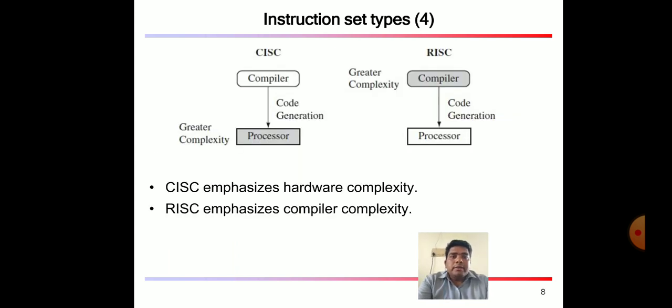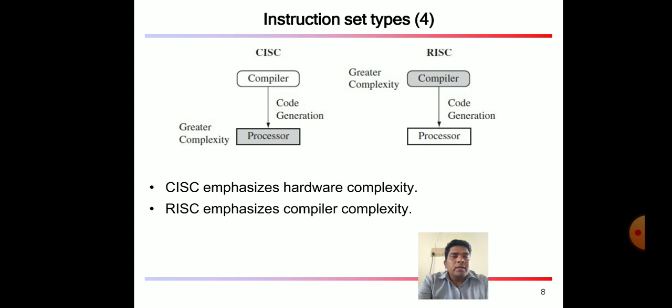Instruction type set type 4. Here you can easily understand the compiler processor. So in between we have the code generation. Here is where the complexity arises. In CISC it emphasizes hardware complexity. So you can see the images that show where the complexity arises.